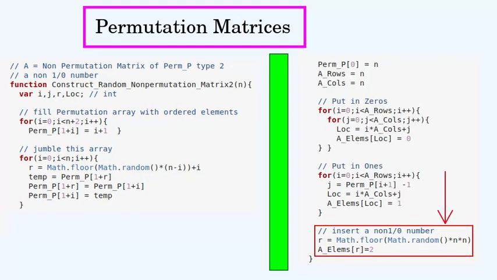And we'll use this function to create a permutation matrix with an extra non-zero number in a random location. We'll set this number equal to 2. This should be read as not being a permutation matrix.